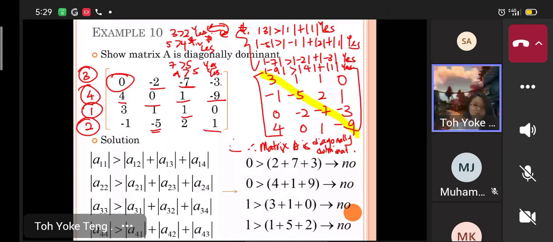So the important thing is that before you get to the calculation formula, which is in terms of A, B, C, you have to make sure the matrix is diagonally dominant before you proceed with the calculation.